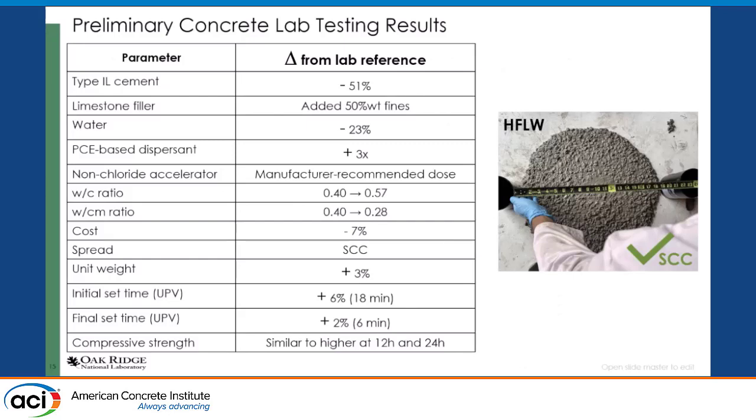So from our lab experiments, we were able to obtain a cut of 51% of cement by adding 50% of fine zone weight. We cut water by 23%. We increased the dose of dispersant by 3 times. We are adding a non-chloride accelerator, as recommended by the manufacturer. Our water to cementitious ratios we already mentioned. In the lab, we obtain a 7% drop in cost.